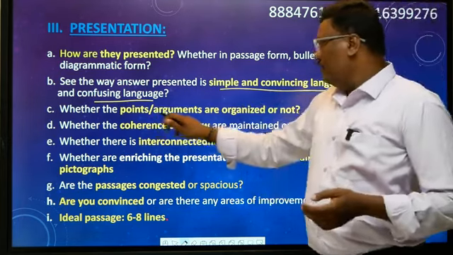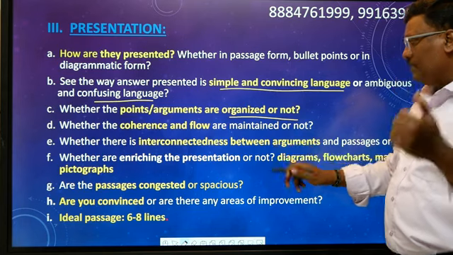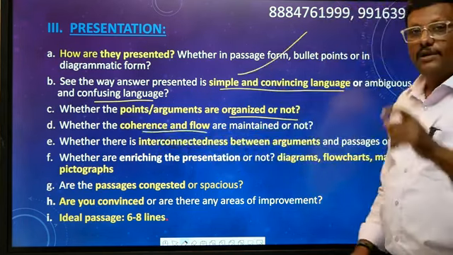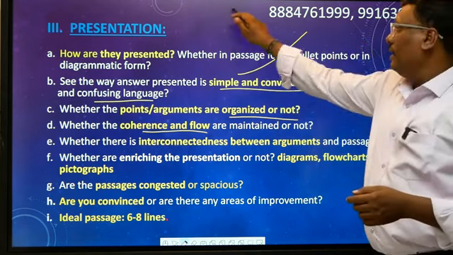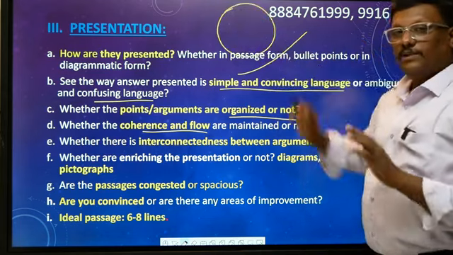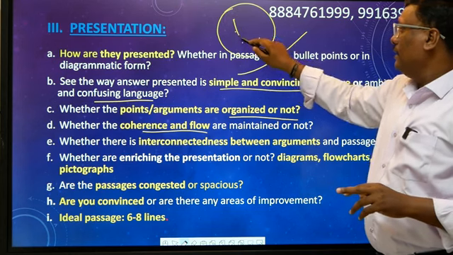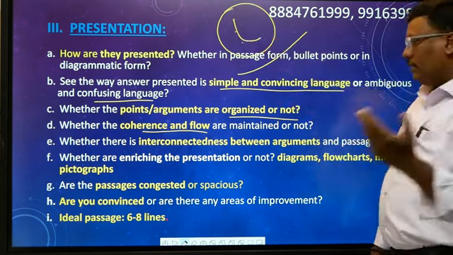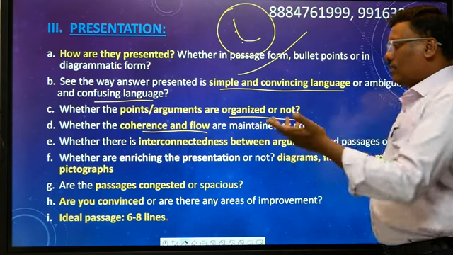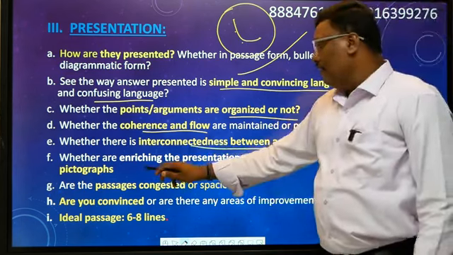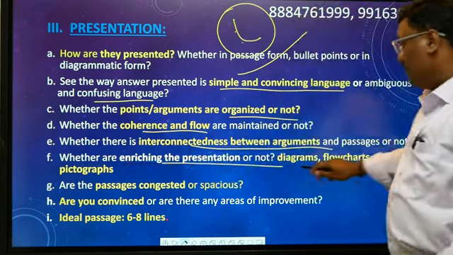Okay. So whether the points are organized or not, that is presentation. Whether there is coherence, as I said, the flow, interconnectedness between one point and another point, and ultimately everything. This is within the confines of the demand of the question. Whatever points you write should be linearly linked. Right, so that thought of interconnectedness is called coherence and flow. Right, interconnectedness is maintained, and whether they are enriching your presentation or not.